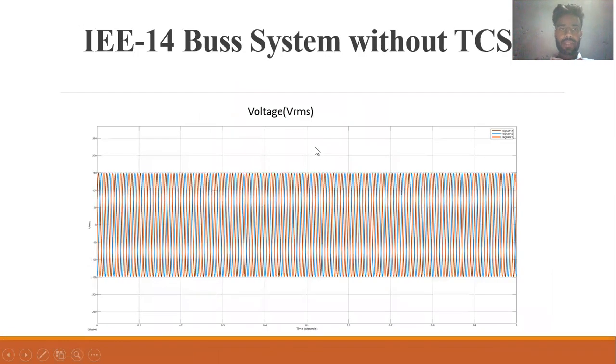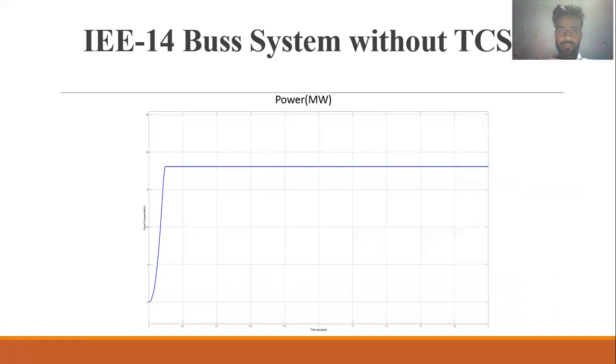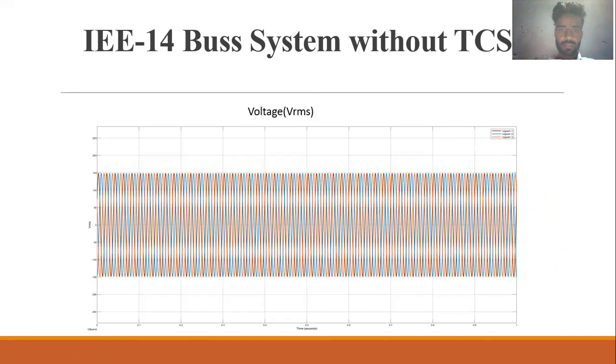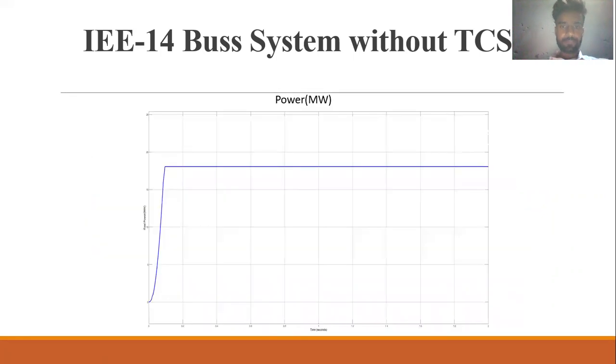This is the VRMS voltage without TCSC that we are getting. So this is the IEEE 14 bus system without TCSC. Basically, the voltage VRMS we are getting is 150. Let's see what power we are getting without it. This is the voltage waveform without TCSC, and also this is the active power graph that we are getting. It's almost below 18, 17 point something, 17.4 I think. Yeah, active power, this much power is getting transferred.